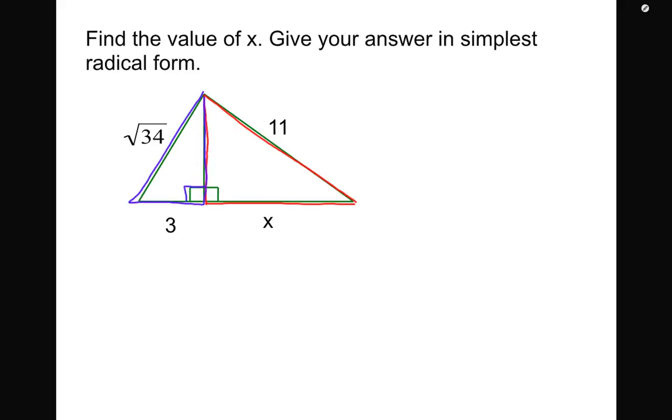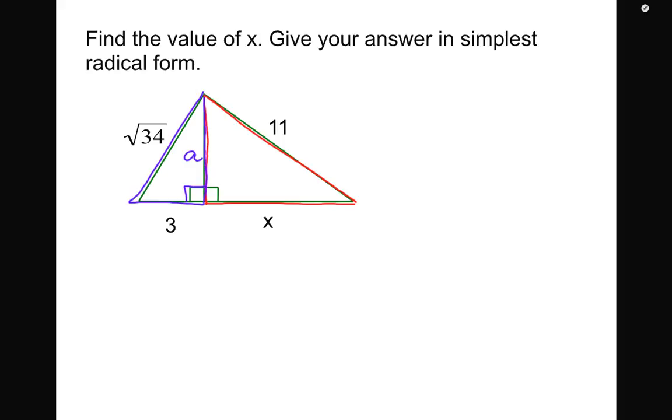Okay, on that triangle, I have 3 for a leg. I'll put A for the other leg, and square root of 34 for the hypotenuse. We can do the Pythagorean theorem on that triangle to figure out what A is. Then we'll have two numbers for the right-hand triangle, and we can do the Pythagorean theorem again. Pause and try it.